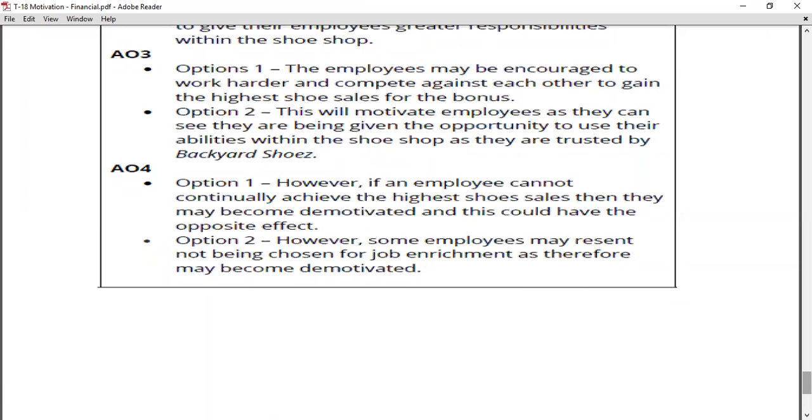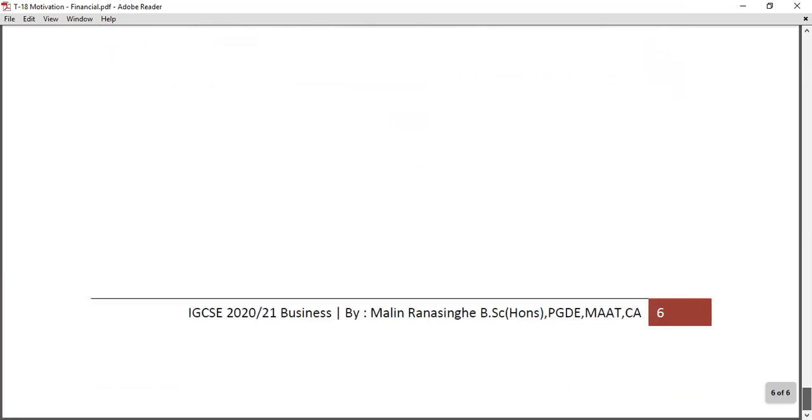They say, "Hey, I don't know how to sell. Only that guy is always getting that bonus. We are not getting any." So other people will be demotivated. Employees may feel jealousy of not being chosen, and therefore become demotivated. If they are unable to achieve high sales, they will always be demotivated, and the opposite effect can come.